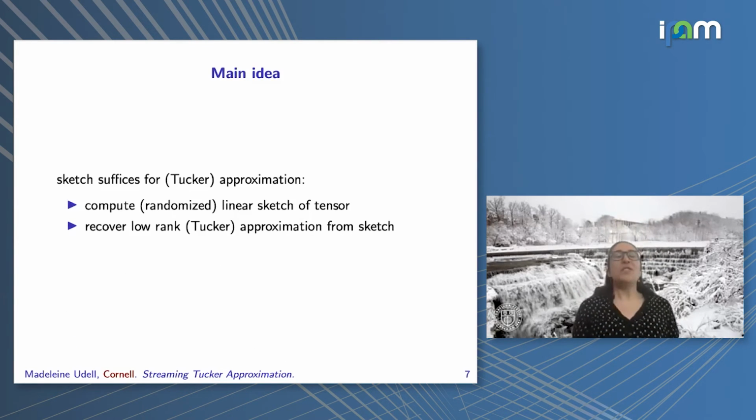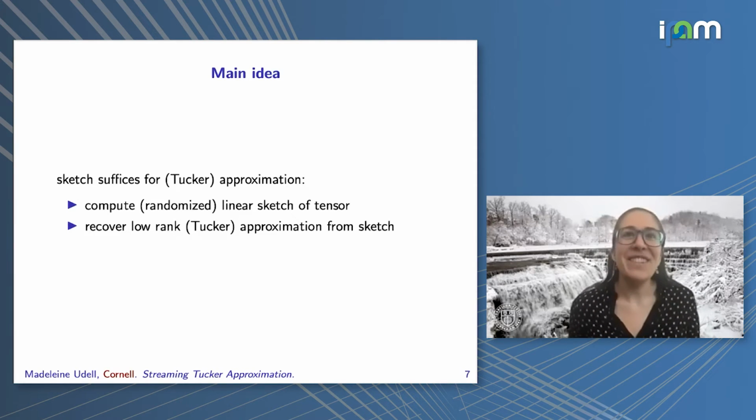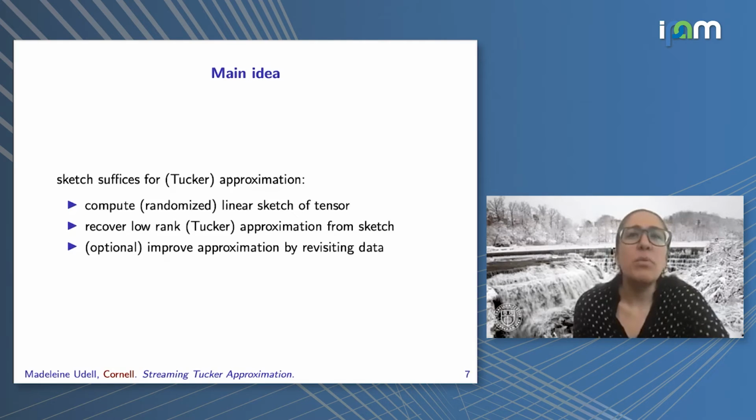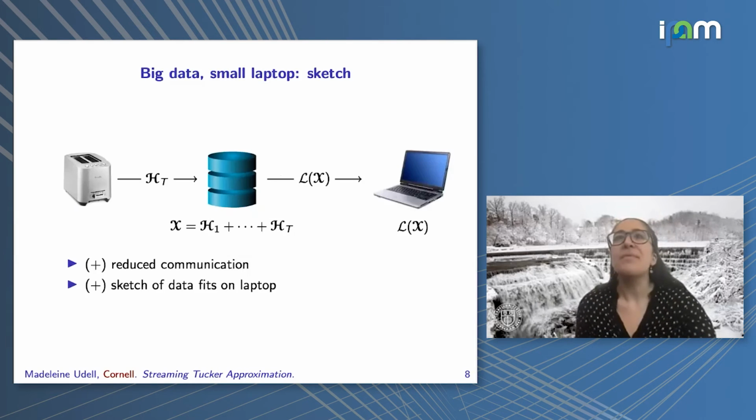Okay. So the main idea of this talk is that computing a sketch like that suffices to allow you to compute a Tucker approximation of your tensor. What we're going to do is compute a randomized linear sketch of our tensor along the lines of what I just showed you on the last slide. And we're going to use that to recover a low-rank Tucker approximation of our tensor from the sketch. Okay. There's also a way to improve the approximation by revisiting your data once. So if you're willing to generate the entire tensor twice, you can do better. I'll show you that too.